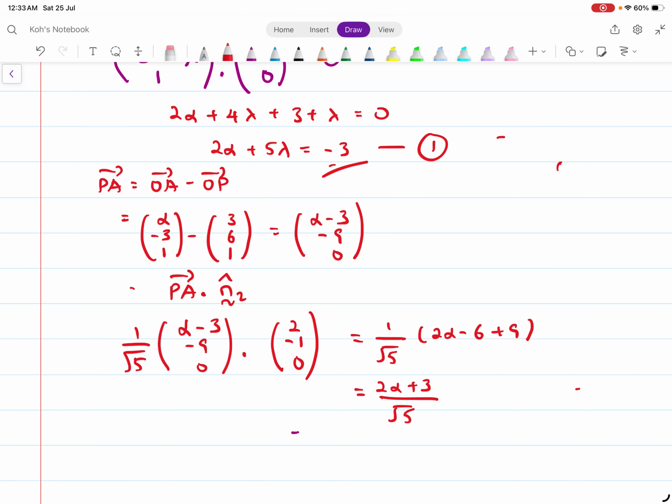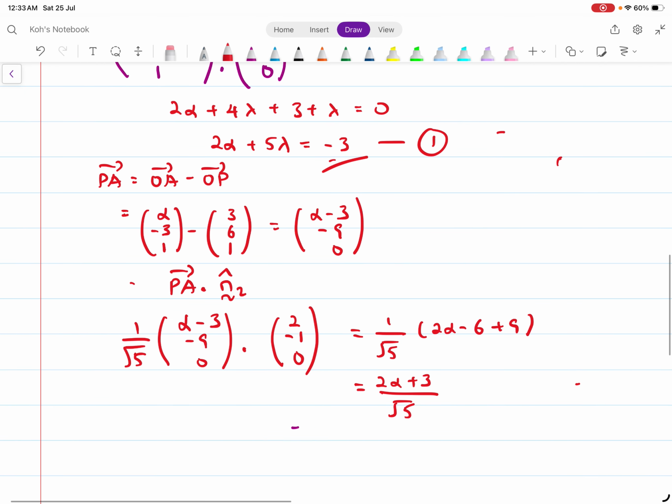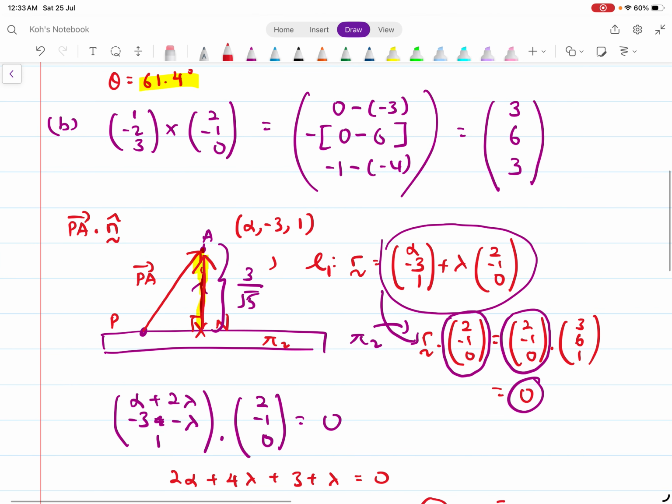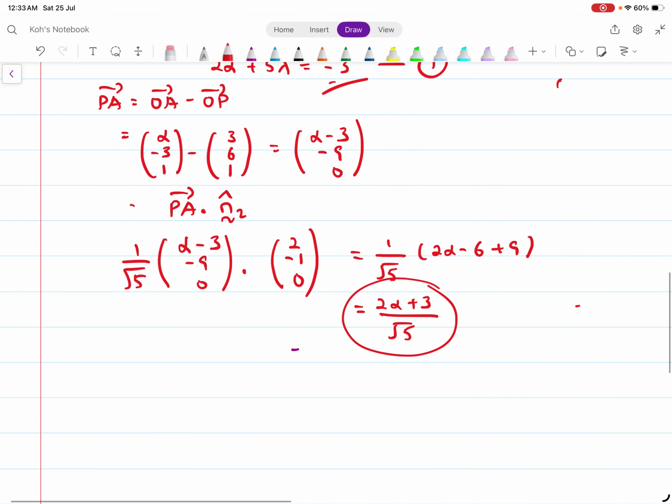Okay, so apparently we know that this whole thing right here is given the length. So they actually give us, the length is 3 over root 5. So, okay, I just equate. Of course, this part equate to 3 over root 5. So the root 5 don't need to carry already. But you realize one thing is that the 2 alpha plus 3 is equal to 3. Then you solve for the alpha, you realize you get 0.